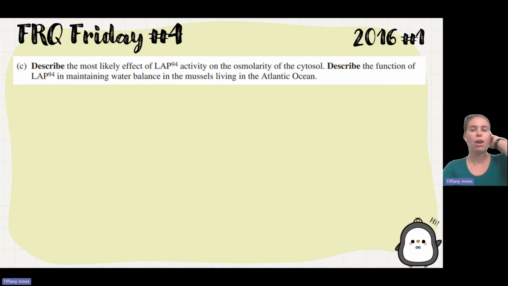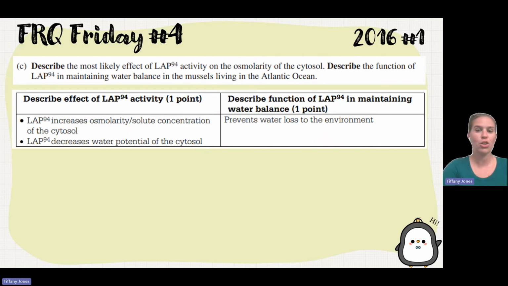So when we're thinking about our lap activity, we're talking about how increasing that activity is going to increase the amount of amino acids. And so the more amino acids I have, the more concentrated my cell is, and thus the more hypertonic it is, and the lower the water potential. And so you talk about how increasing the lap allele increases osmolarity or the solute concentration, or you could say that it decreases that water potential.